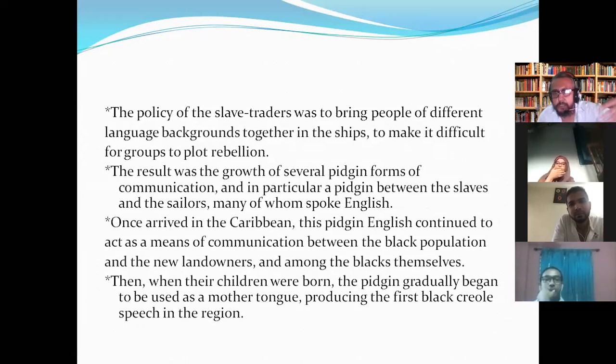Okay, so these slaves came to these areas. But the important thing here in this class is that the black slaves are not of a single language. They are taken from different language backgrounds. And the result was the growth of several pidgin forms of communication, and in particular a pidgin between the slaves and the sailors, many of whom spoke English.